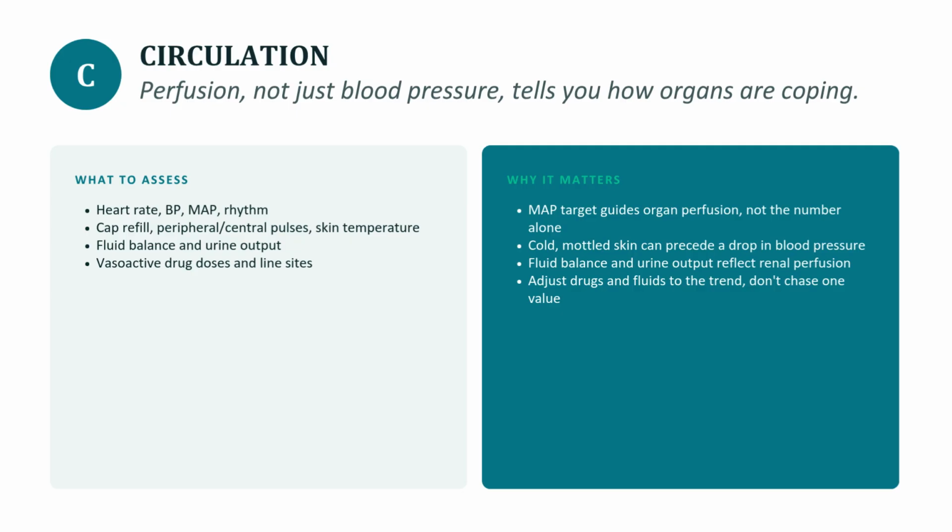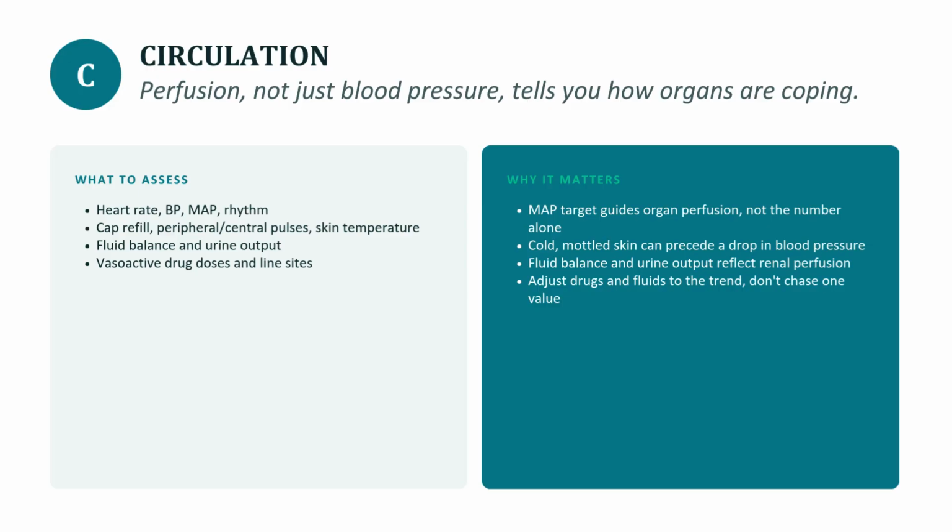C for circulation. Remember this is perfusion, not just blood pressure. It tells you how well the organs are coping. What to assess: heart rate, blood pressure, very importantly mean arterial pressure, rhythm, capillary refill, both peripheral and central, skin temperature, fluid balance, and cumulative fluid balance from the previous 24 hours.